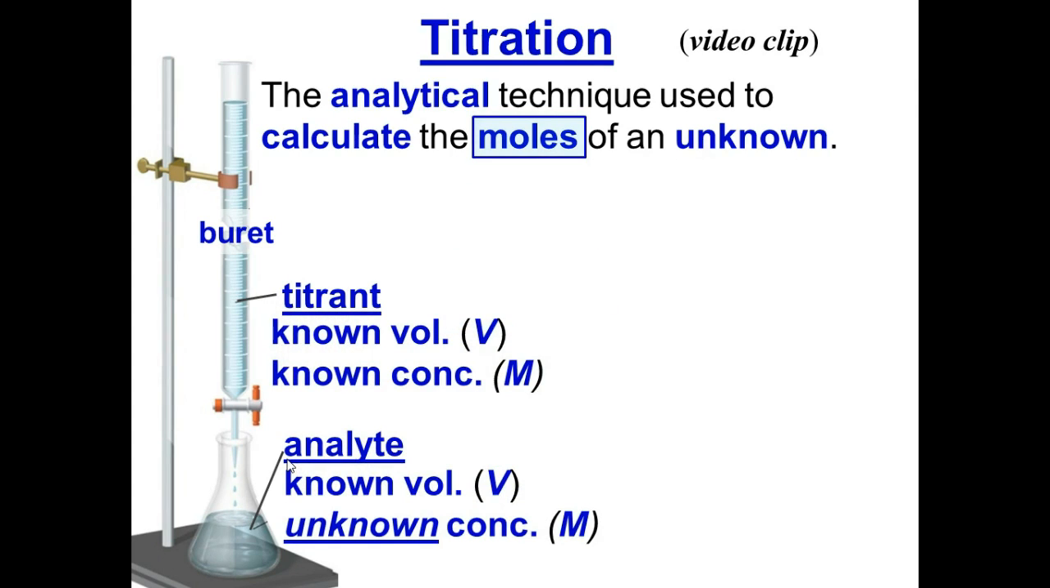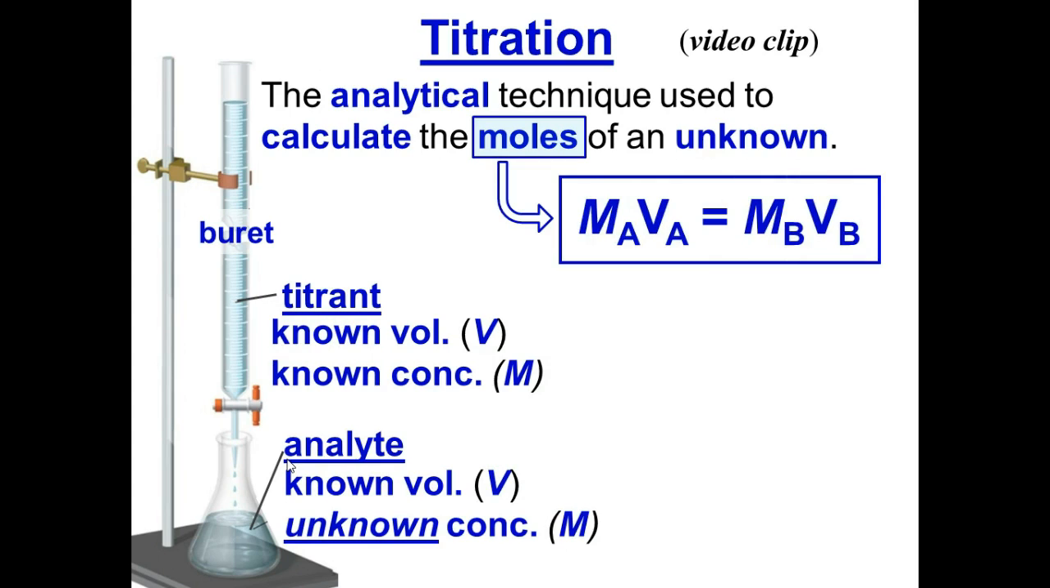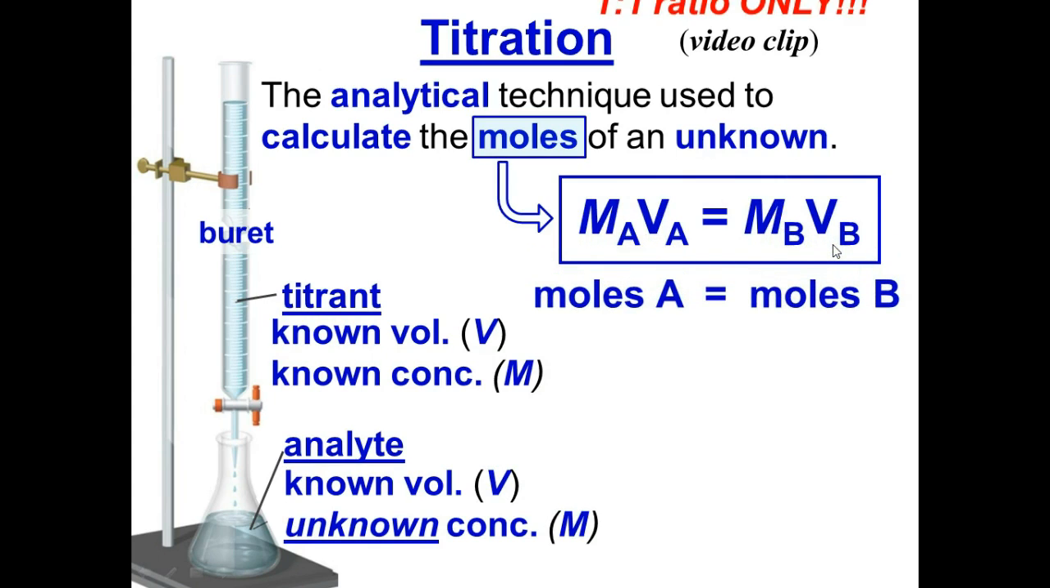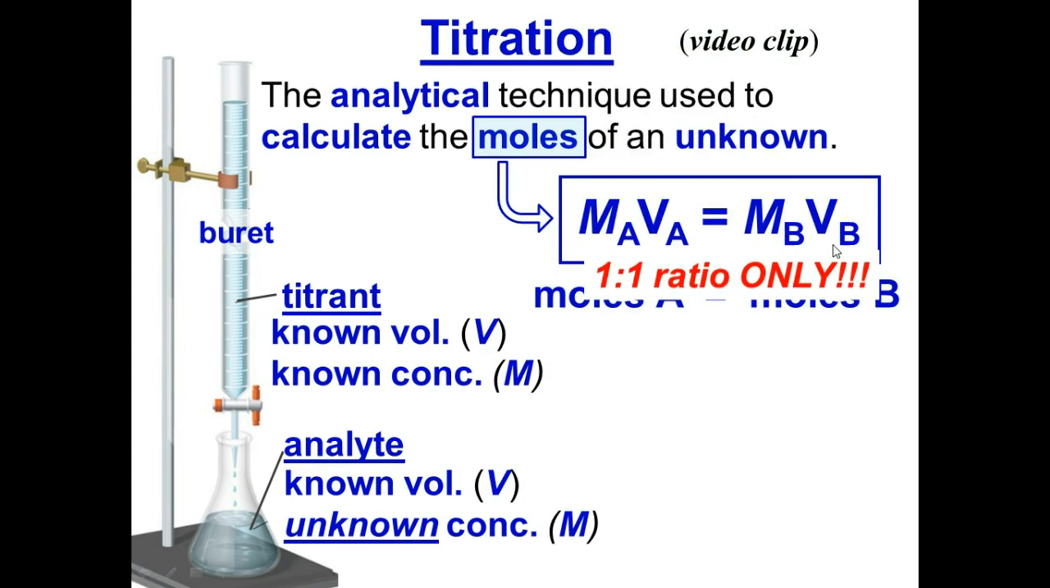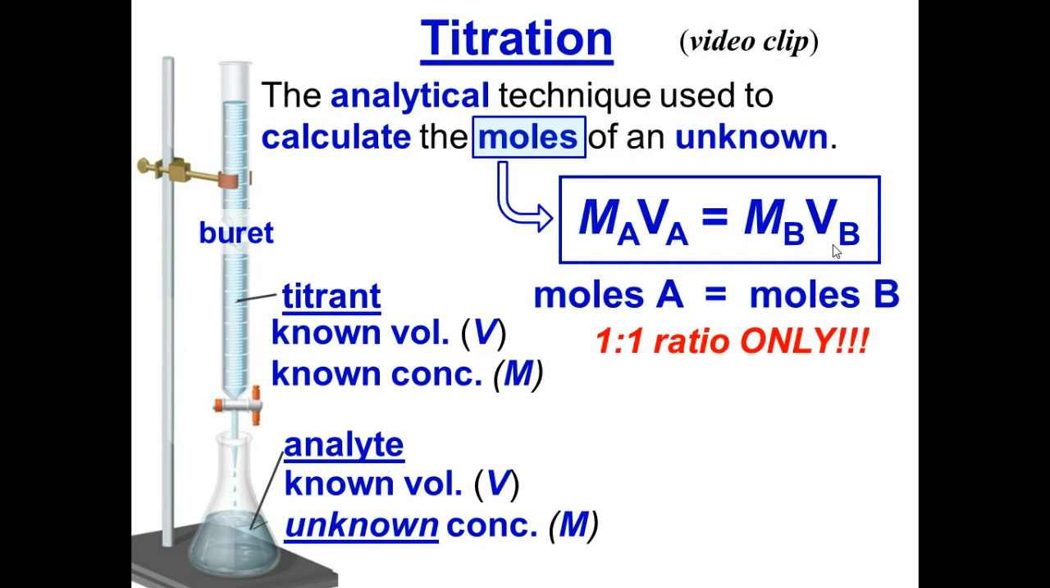An easy way to calculate the moles of unknown is using this simple formula. Molarity of A times volume of A equals molarity of B times volume of B. And we can only use this when it's a 1-to-1 mole ratio. Otherwise, we have to use stoichiometry because it's a different mole ratio.